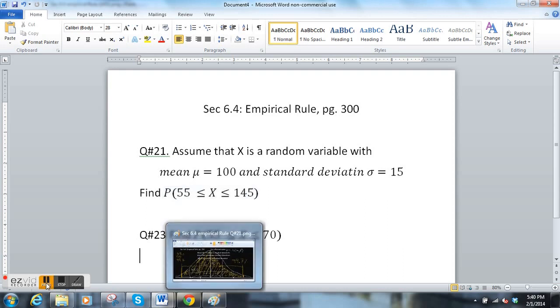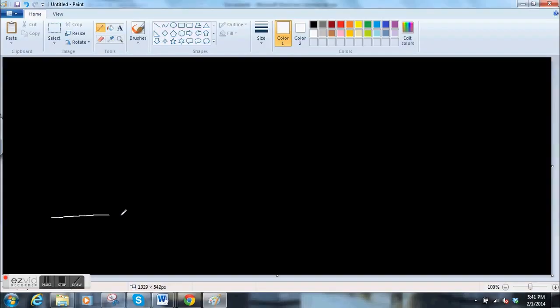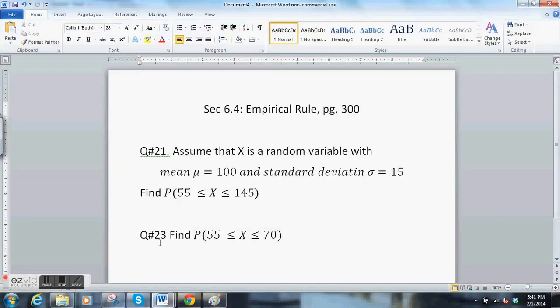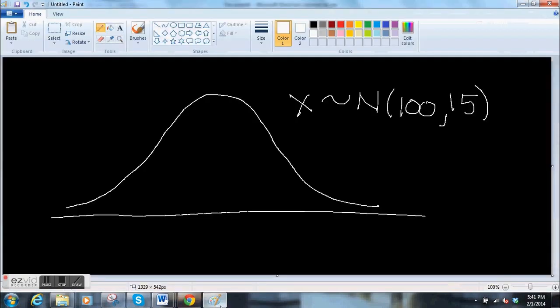Okay, I'm going to draw a new picture. So we know that x is normally distributed. So here's our normal curve. X is normally distributed. That little squiggle means is distributed as normal with mean 100 and then a comma. The next one means the standard deviation of 15. That's just the problem. I haven't really done anything yet. And we want to find the probability that x is between 55 and 145. We're going to use the empirical rule. So what is the probability that x is between 55 and 145?